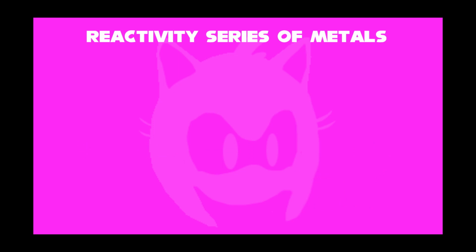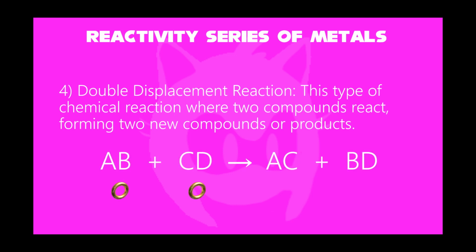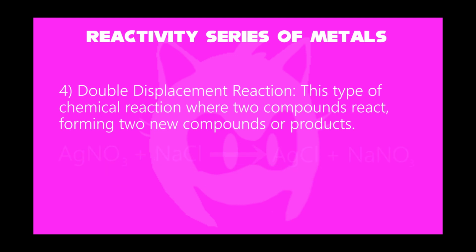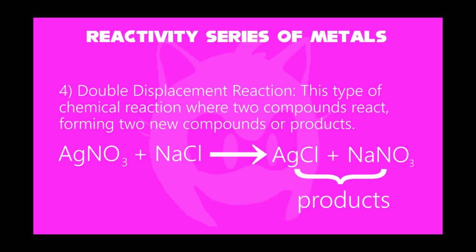Last but not least, the double displacement reaction. This is a type of chemical reaction where two compounds react, forming two new compounds or products. Let's just say AB and CD are two reactants. They form two products, AC and BD. For example, silver nitrate, AgNO3, and sodium chloride react to form two products, silver chloride, AgCl, and sodium nitrate, NaNO3.